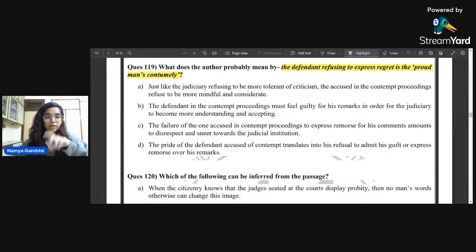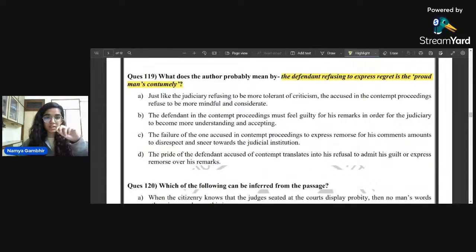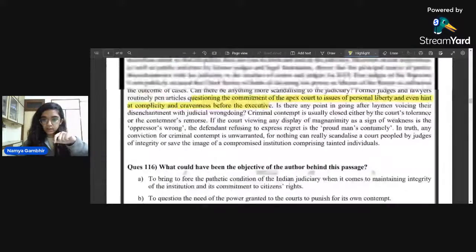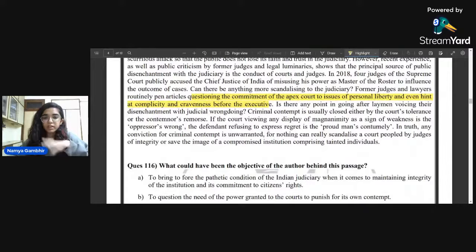Then the third option is that the failure of the one accused in contempt proceedings to express remorse for his contempts amounts to disrespect and sneer towards the judicial institution. I think this option very much mirrors the statement. Let's go back to the statement once again to read the part where it is written. If the court viewing any display of magnanimity as a sign of weakness is the oppressor's wrong, the defendant refusing to express regret is the proud man's contumely. So basically the author has connected the refusal to express regret to expressing insult or slander towards the institution. If the accused in the contempt proceeding is not being remorseful or accepting that he has committed something wrong, then that is being disrespectful, abusive or insulting towards the institution of judiciary. That is the idea in this line.